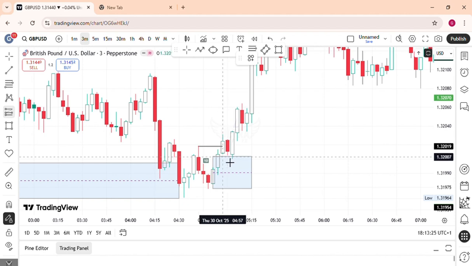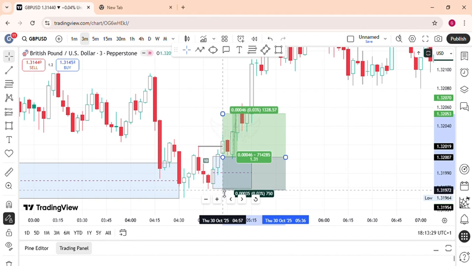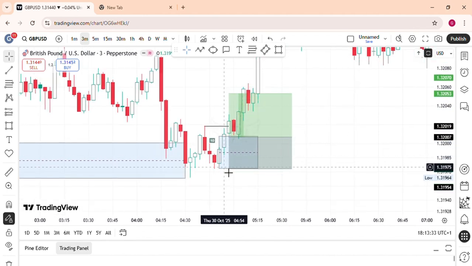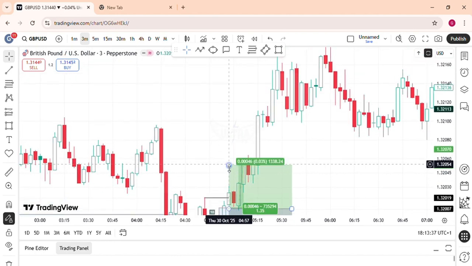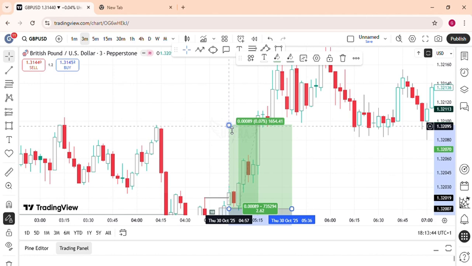This one is here. This is our stop loss right below this low, and our take profit would be at this high here, giving us a 2.62 risk to reward ratio.